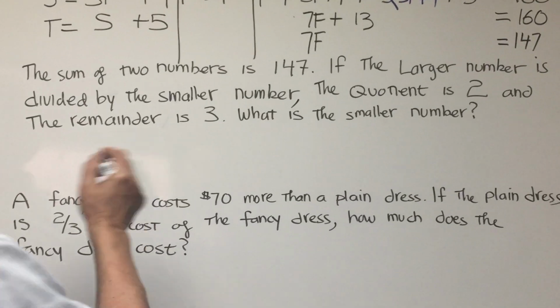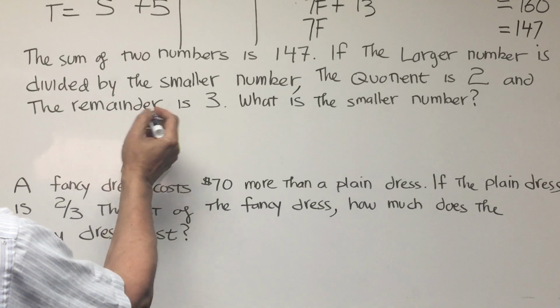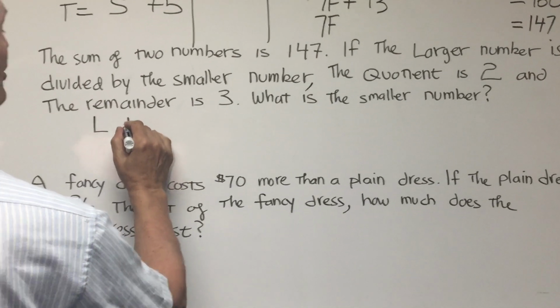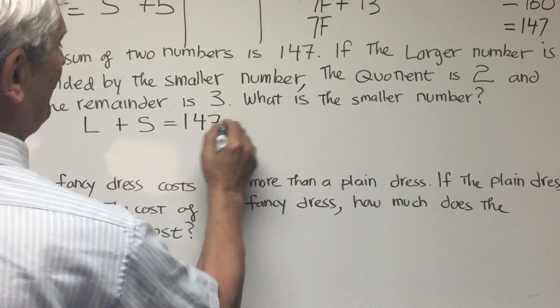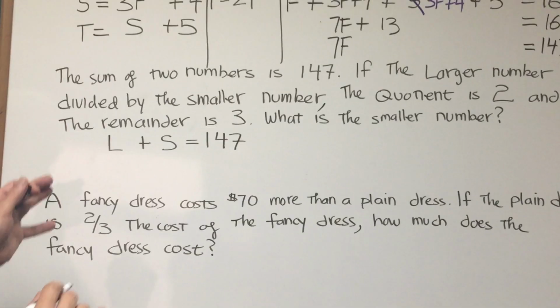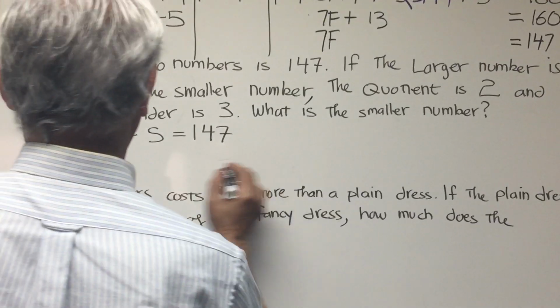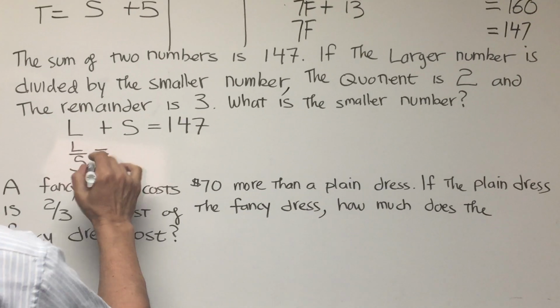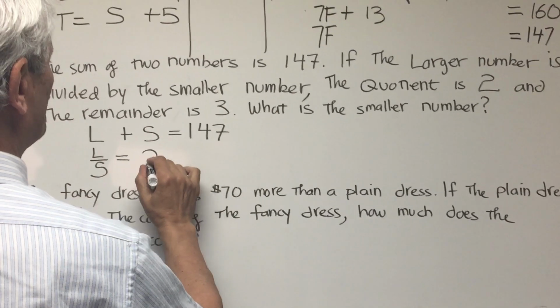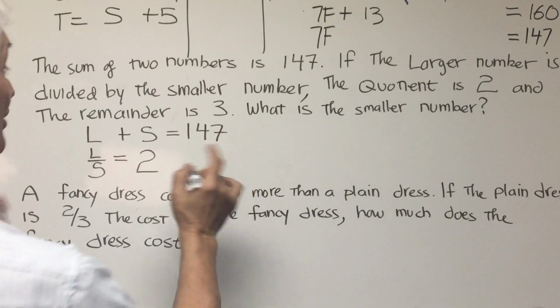And let's have the larger and smaller. The sum of 2 numbers is 147. Let's say we have the larger plus the smaller number is 147. Now, if the larger number is divided by the smaller number, so we'll have this: larger divided by the smaller number, what do we have? The quotient is 2, and the remainder is 3.